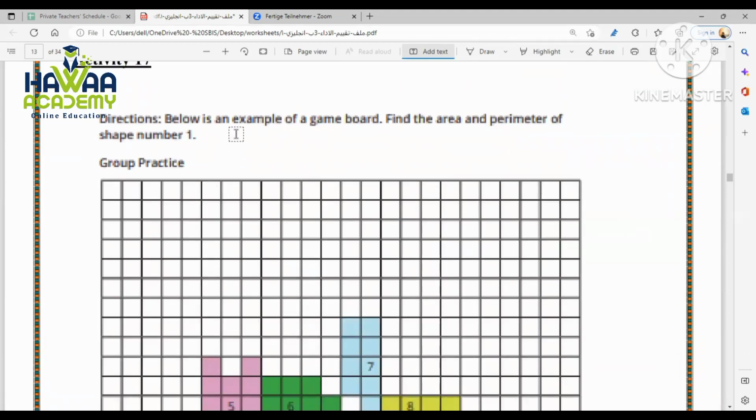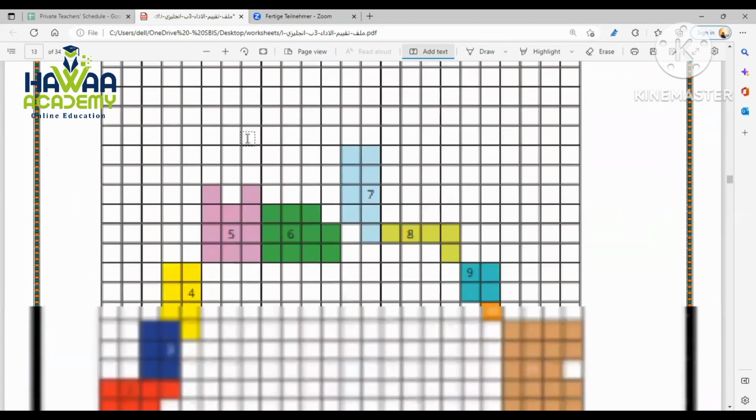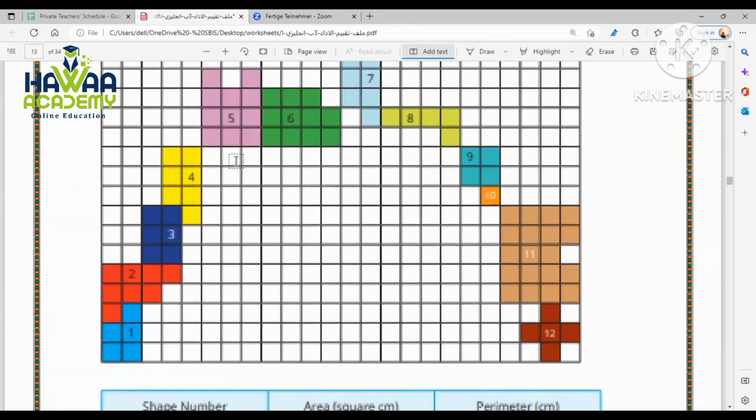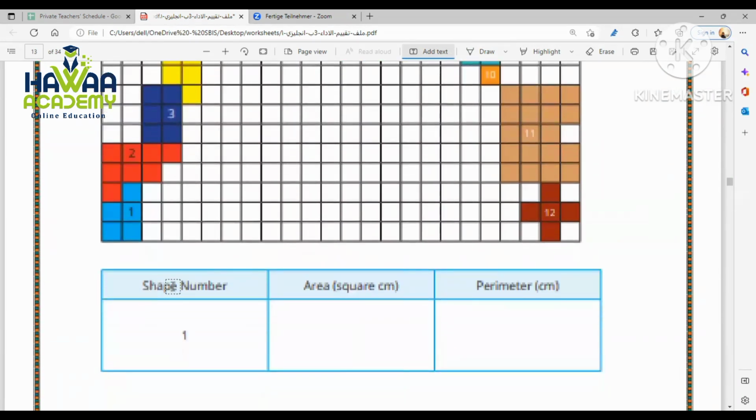Now, the last question. We need to find the area and the perimeter for shape 1. Where is shape 1? Let's find out. Oh, here is the smallest shape that we see. So for the area, we just need to count the squares. Let's count them. Here's 1, 2, 3, 4, and 5. So it's 5 centimeters squared.